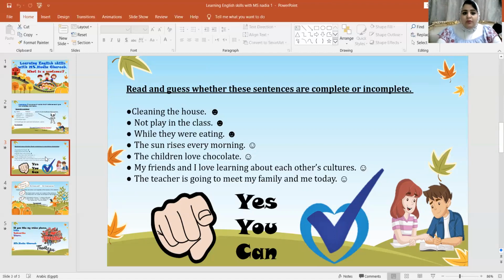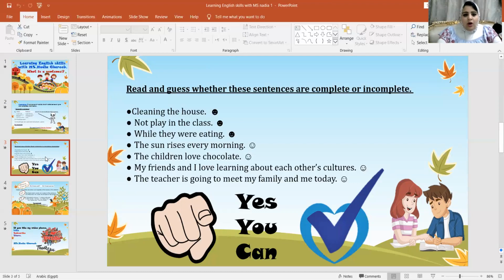Number 2: Not play in the class. Who not play in the class? I don't know. I already have the verb, play in the class, the predicate, and this is not a complete predicate because it should be don't play in the class or you should not play in the class. So here I also don't have a subject. So this is an incomplete sentence. It doesn't give any sense.